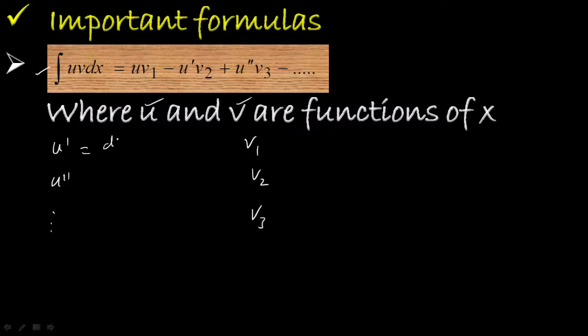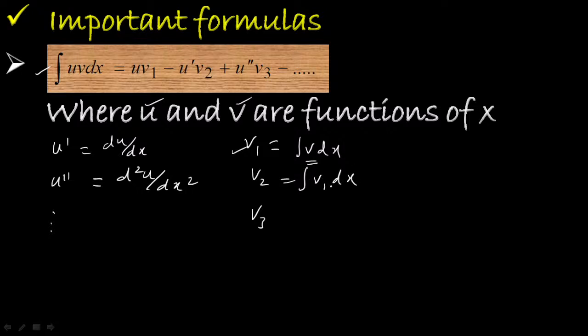Here u dash is nothing but du by dx, that is you have to differentiate u with respect to x once. d square u by dx square is your u double dash, that is differentiating u with respect to x twice, like that. Next, v1 is nothing but integral v dx, that is you have to integrate v once with respect to x. v2 is you integrate v twice with respect to x. Already we have integrated that once, so you have to integrate v1 once again, that is your v2.